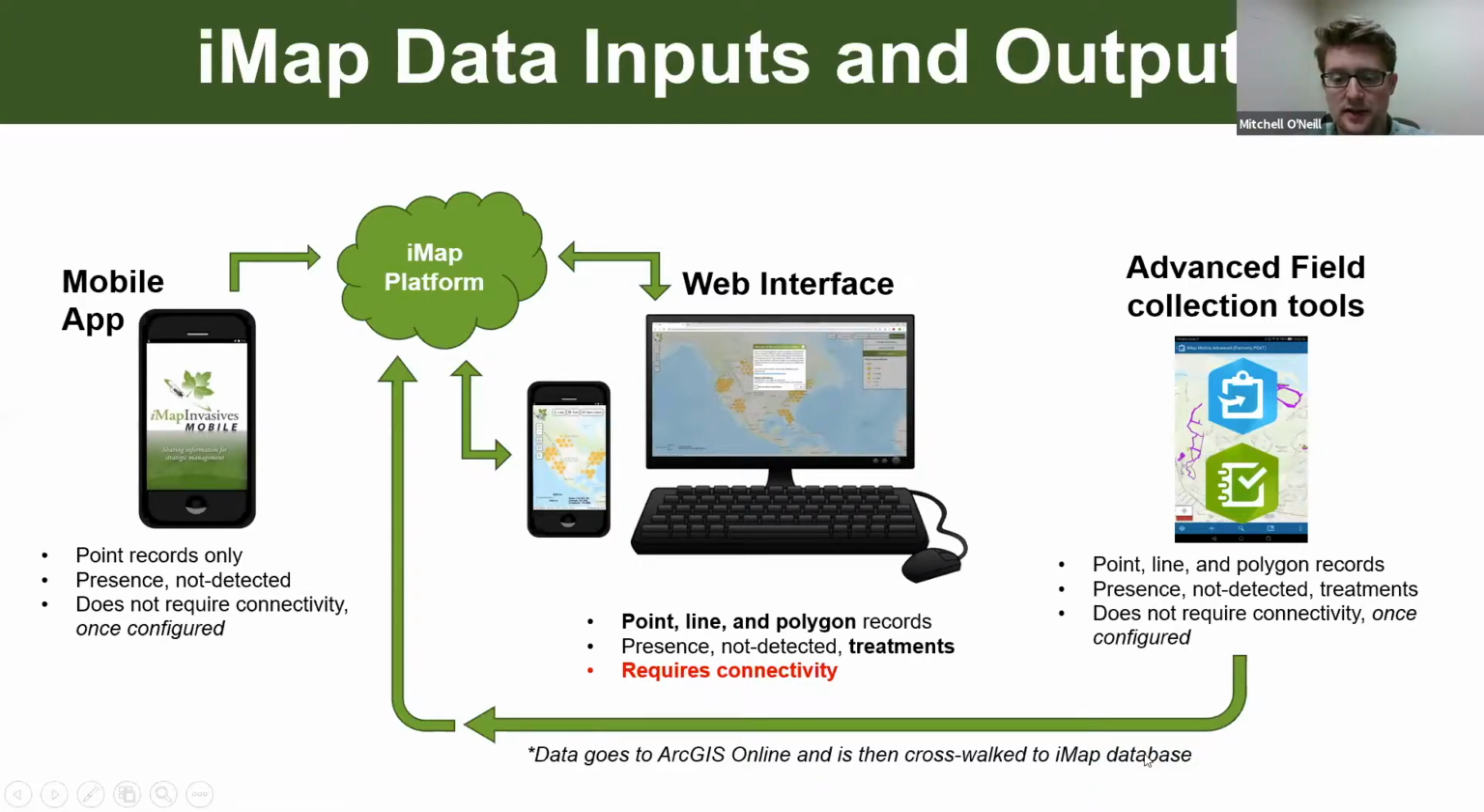And all of these records go into ArcGIS Online, and then they're crosswalked into this same Imap platform. And from there, they trigger the email alerts, just like records from the mobile app or the interface, and they're available in the web map services.